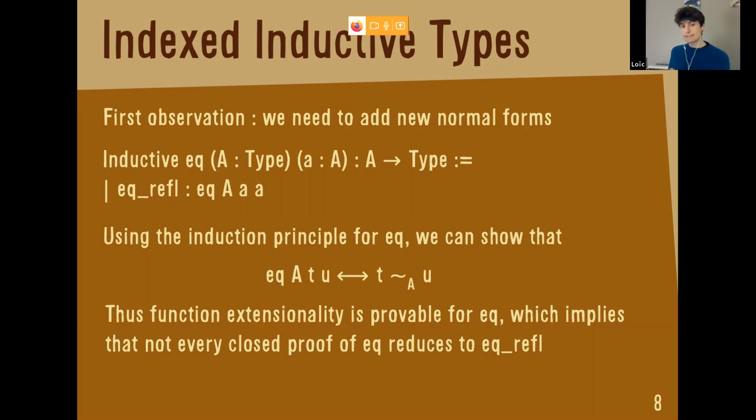So this entails that function extensionality becomes provable for the inductive equality, which is very different from what we have in bare Martin-Löf type theory. And this implies that not every closed proof of equality will reduce to a proof by reflexivity, since using function extensionality, we can produce some complicated proofs of equality between two integer functions, and we have no hope to reduce all of these to reflexivity, since this would be non-decidable.